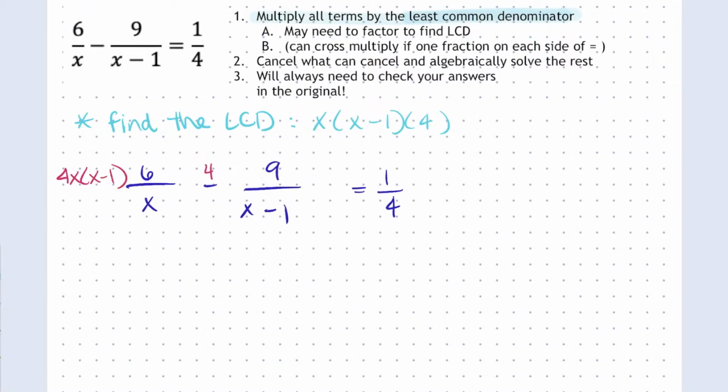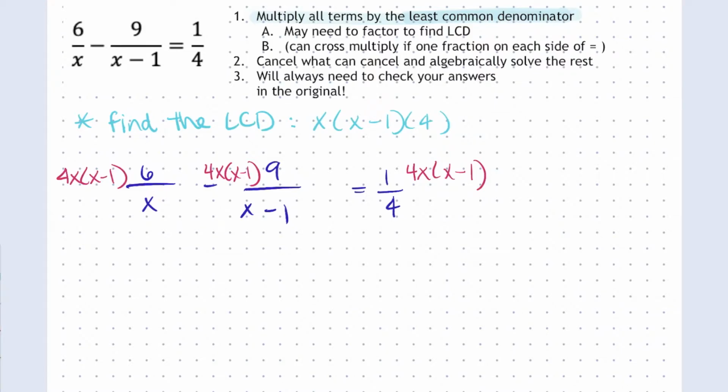The whole goal of what we're doing here is to cancel the denominators, right? When we simplified expressions, our goal was for each term to have the common denominator, because then we could combine them. That's not our goal here. Our goal here is to eliminate the denominators, have no more fractions left.